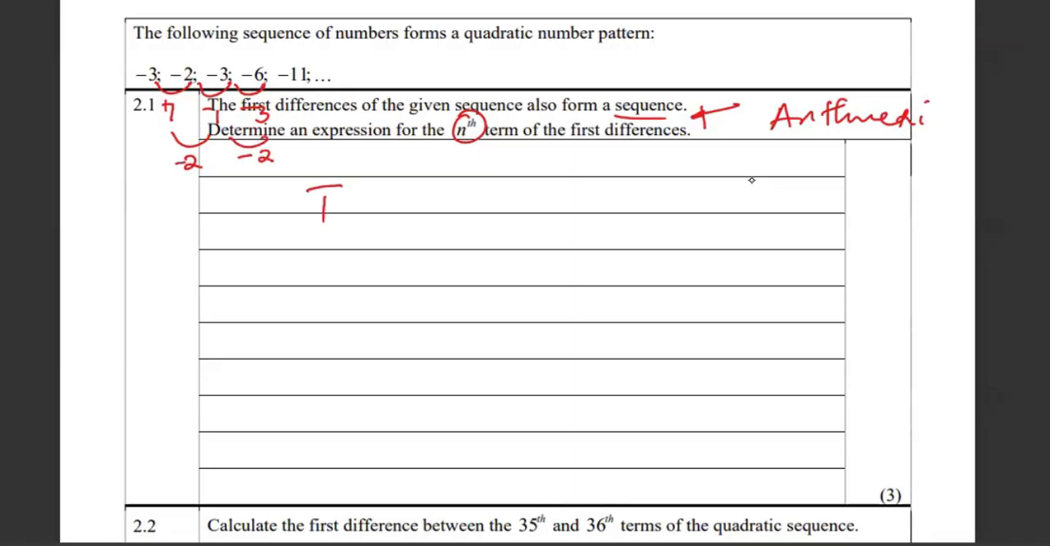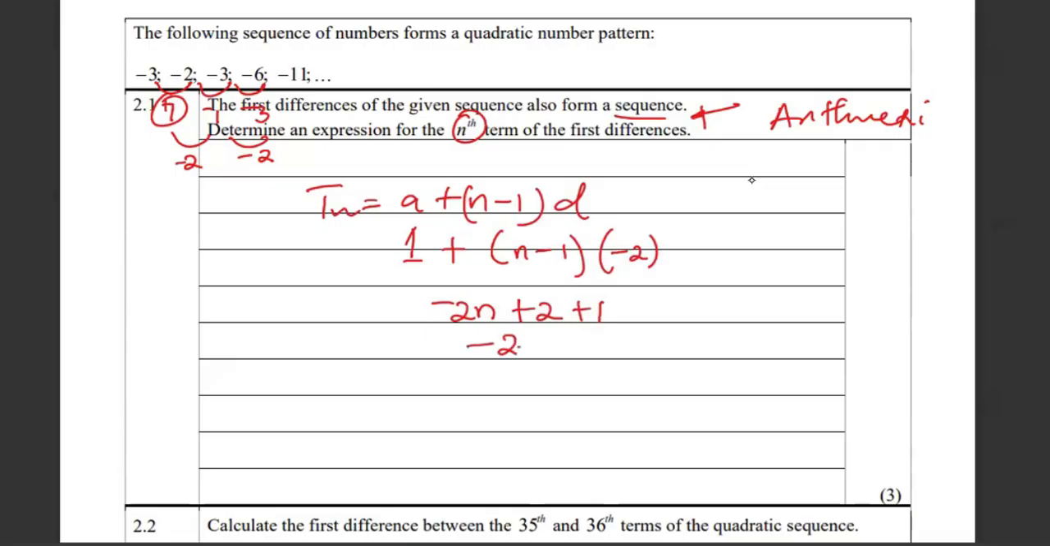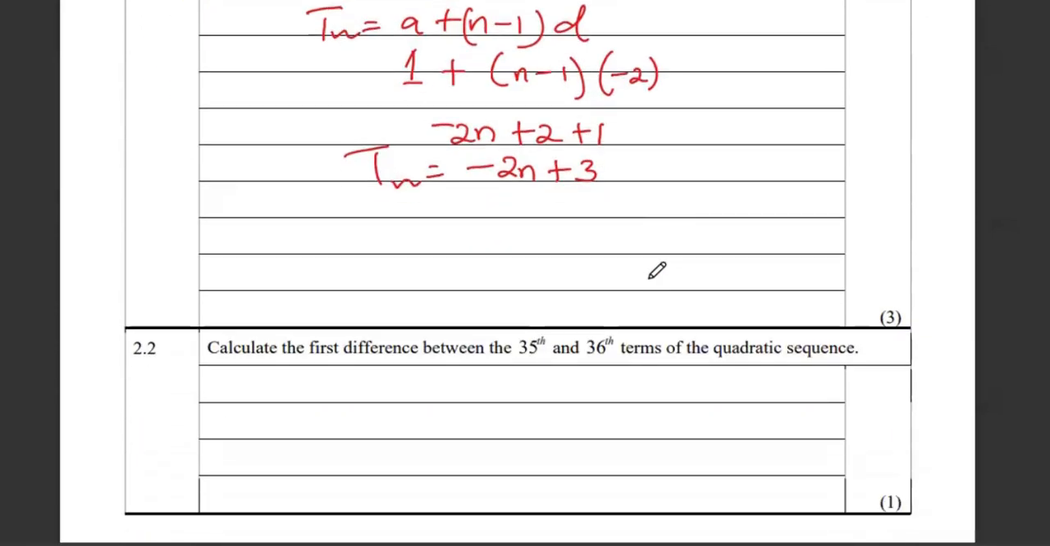So we say Tn is equal to a plus n minus 1 into d. So our first term for the first difference is 1 plus the n minus 1, multiplying it with -2. So it's -2n plus 2 plus 1, which is -2n plus 3. So that's what the question wanted. Then calculate the first difference between the 35th and the 36th term of the quadratic.